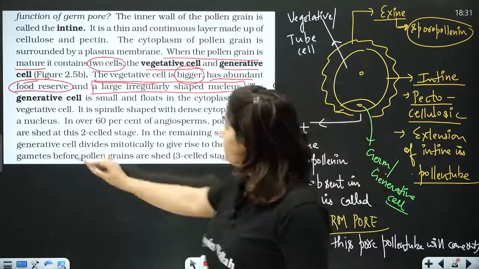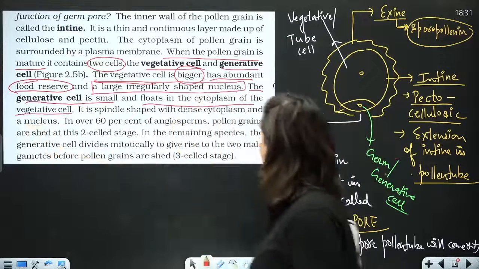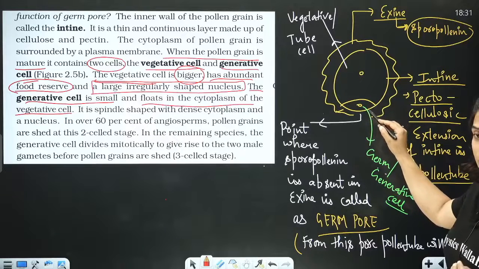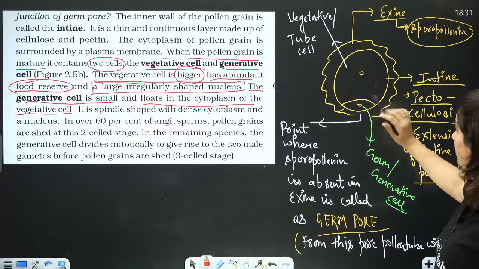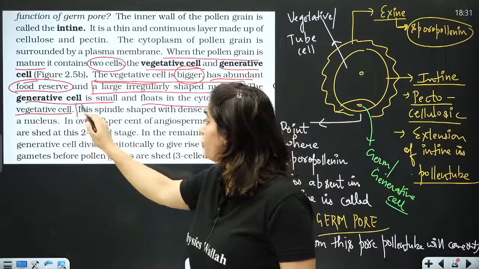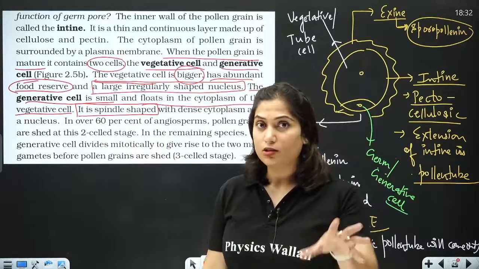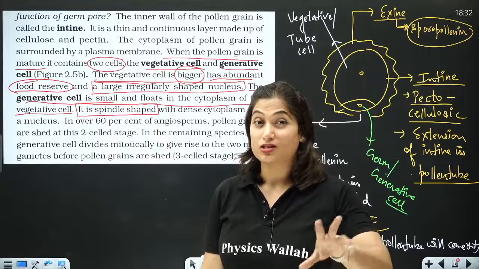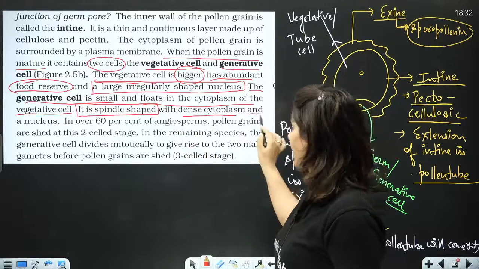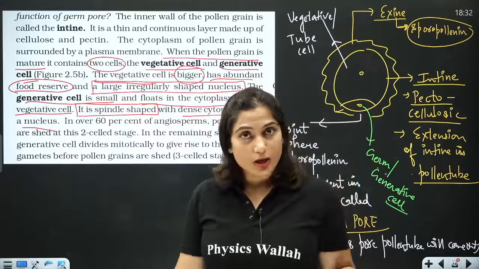Now, the generative cell is small and floats in the cytoplasm of the vegetative cell. The generative cell is so small and has so little cytoplasm that it floats in the cytoplasm of the vegetative cell. Now, what is the shape of the generative cell? The generative cell is spindle shaped. Spindle shape is not the shape of the nucleus of the generative cell, but the shape of the cell itself. And it has dense cytoplasm and a nucleus. Okay, this I have told you. So are you clear with it?